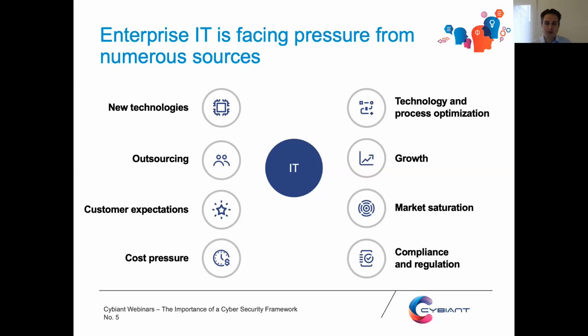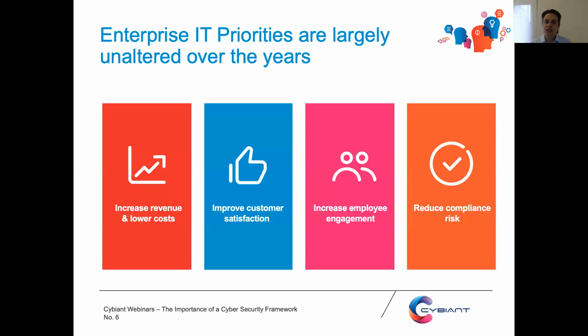All of these pressures are mounting upon the enterprise IT department, and organizations need to find a way to deal with this. This is one of the key reasons why automation is coming into the picture, because automation provides tools and technologies to deal with a lot of these pressures. Because if we take it one step deeper, although those pressures have been mounting in recent years, enterprise IT priorities are largely unaltered over the years.